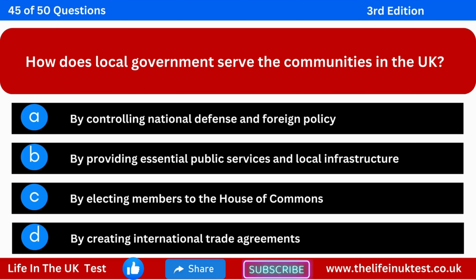How does local government serve the communities in the UK? Option A, by controlling national defence and foreign policy. Option B, by providing essential public services and local infrastructure. Option C, by electing members to the House of Commons. Option D, by creating international trade agreements.